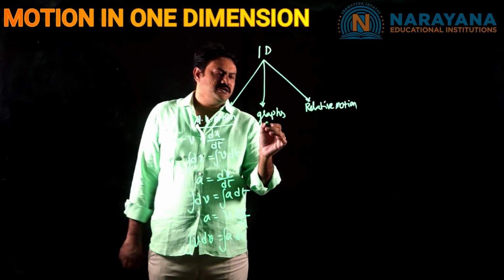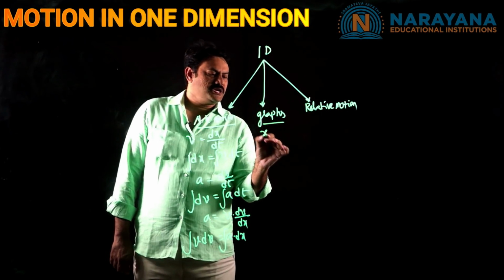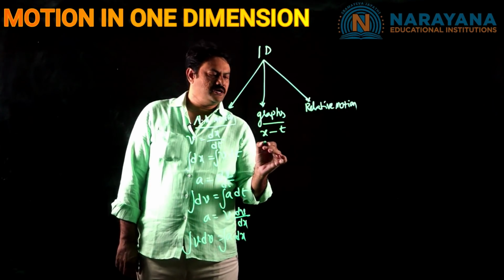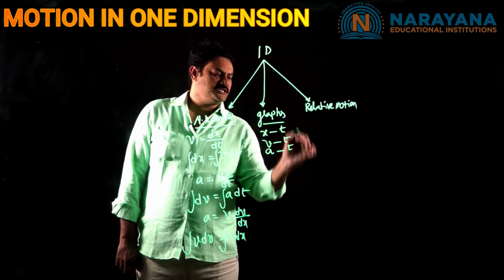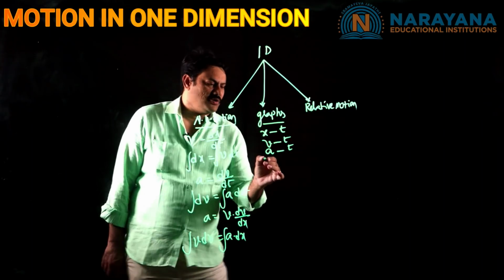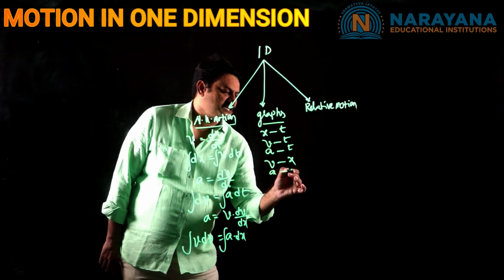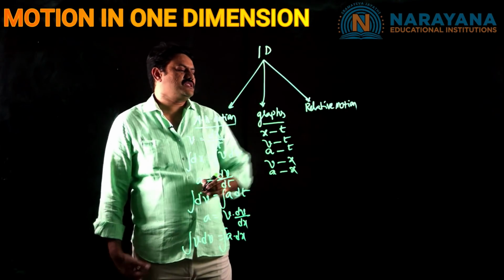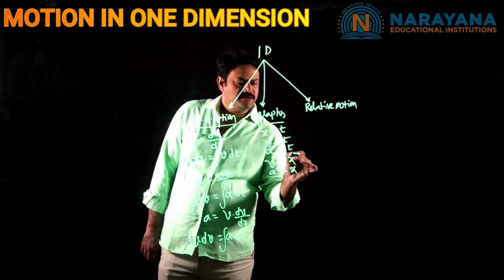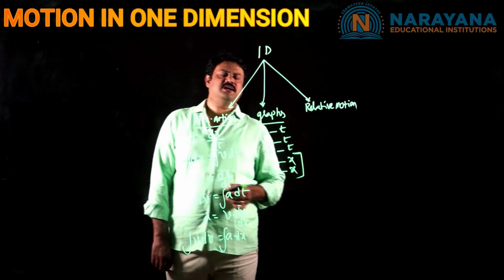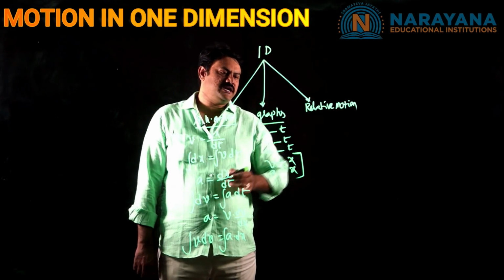And the next important subtopic is graphs. Generally in graphs, how the position of the body changes with respect to time, how velocity changes with respect to time, and how acceleration changes with respect to time. And next, how velocity varies with respect to position and acceleration varies with respect to position. These are the important graphs. Previously they asked how velocity is related to x, and acceleration related to x.